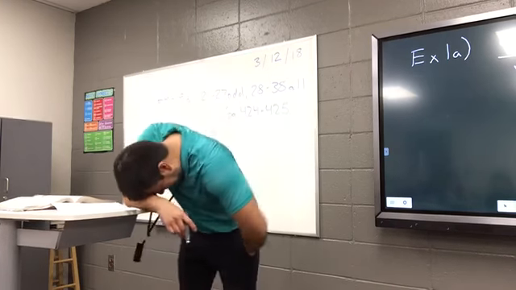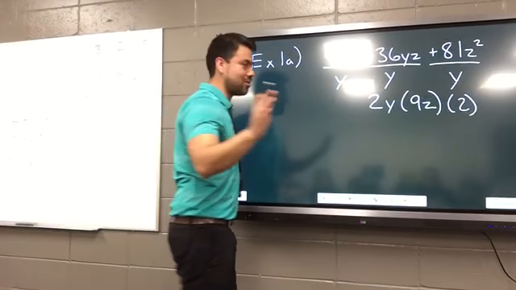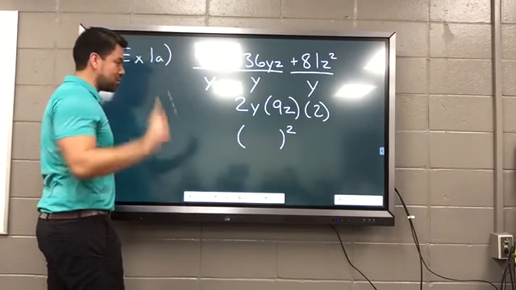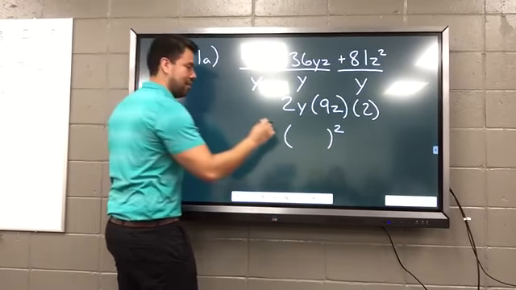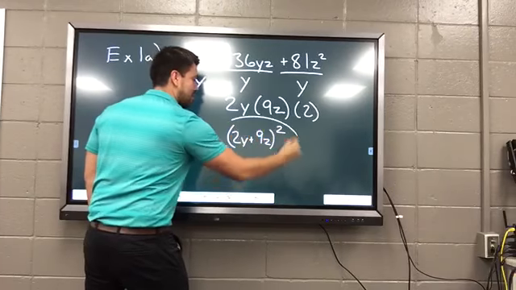You're ready to factor? Okay, ready, guys? I'm going to factor it here. You see how I get these numbers? It's going to come in this form. It's a perfect square trinomial. Ready? Done.